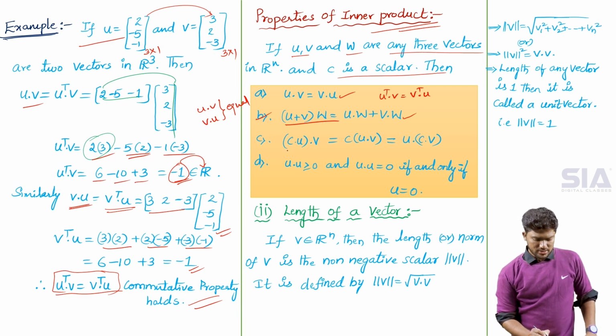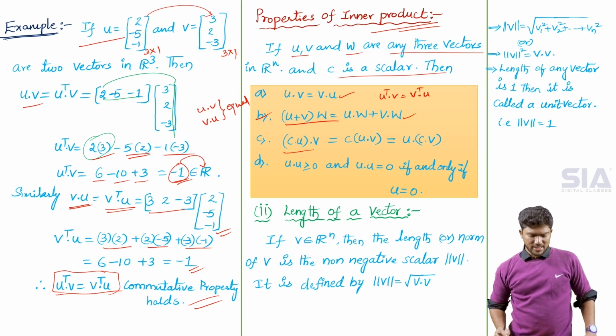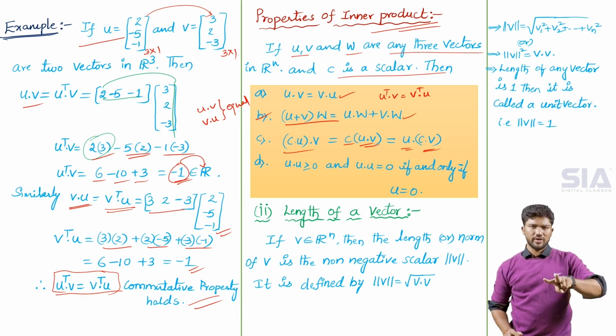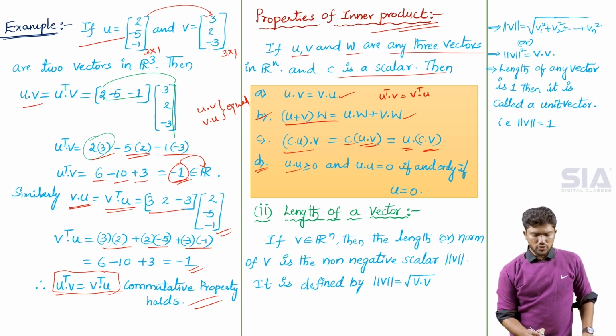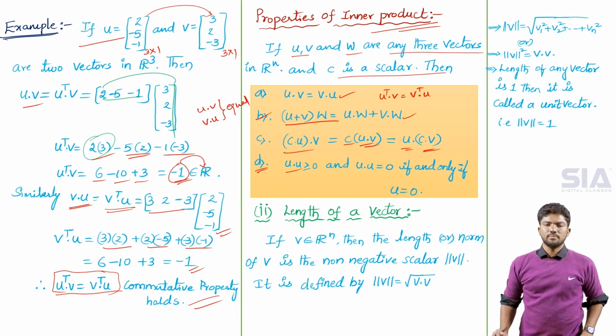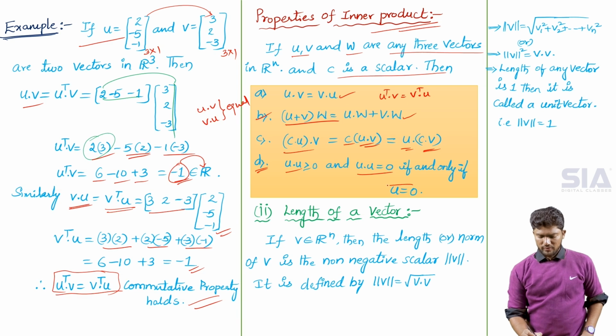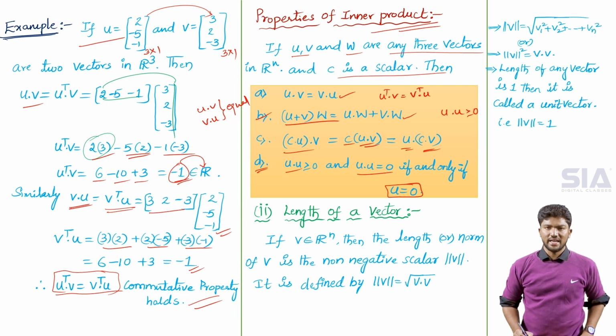The third property, property C, is c into u into v is equal to c u into v, that is equal to u into c v. So that is the two vectors multiplication with the scalar value. Next, the fourth condition is u into u greater than or equal to 0, and u into u equal to 0 if and only if u is equal to 0. So the product of the same vector is always non-negative, greater than or equal to 0.